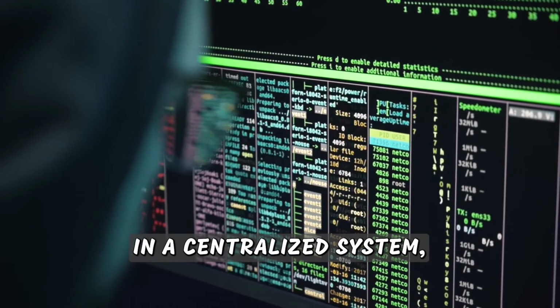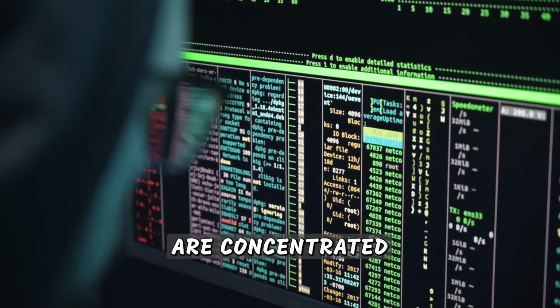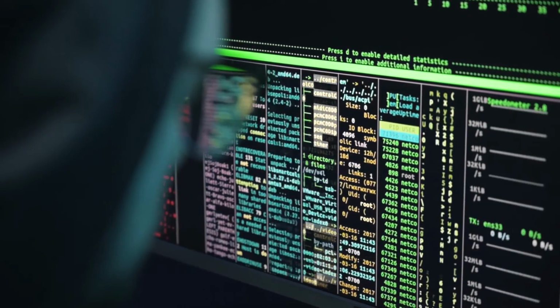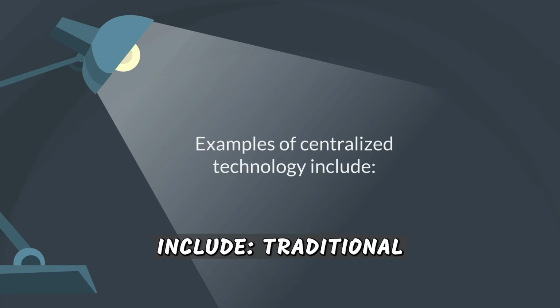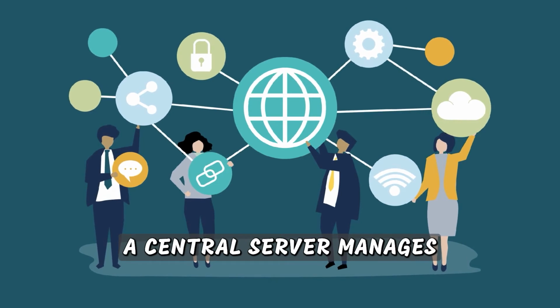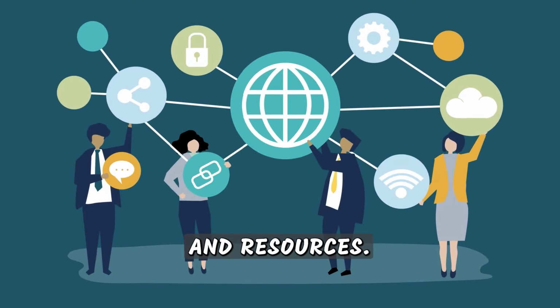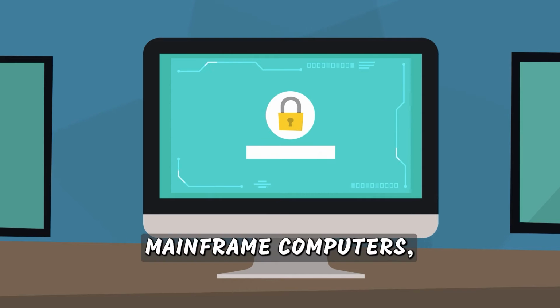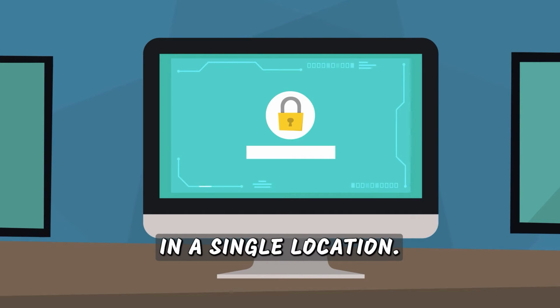In a centralized system, all data, resources, and decision making power are concentrated in one location or entity. Examples of centralized technology include traditional client-server networks, where a central server manages and controls access to data and resources. Mainframe computers, where all processing and data storage occur in a single location.